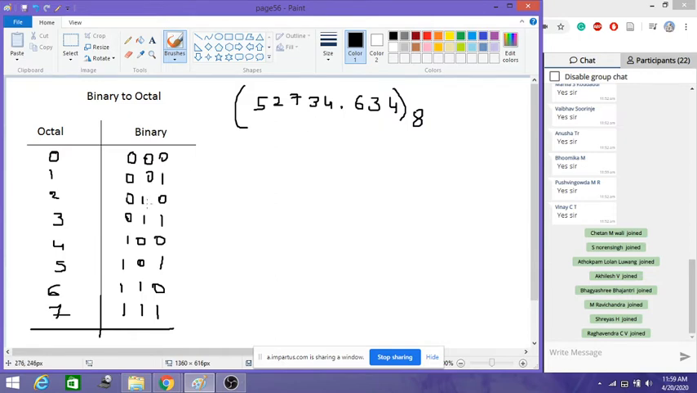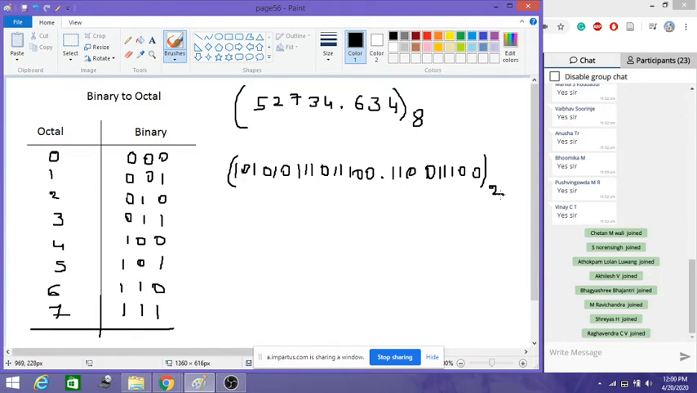It's very simple. We need to write the equivalent binary numbers here. You can start from the decimal point also, it's fine. 5 is 101. 2 is 010. Now 7 is 111. 3 is 011 and 4 is 100, right? After that, put the decimal point. Now 6 is 110 and 3 is 011, 4 is 100. So this is how we convert an octal number to binary.